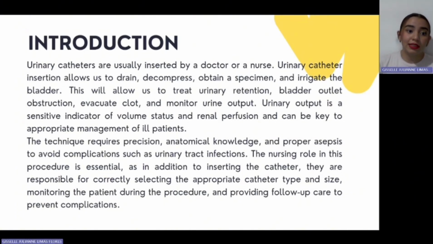The technique requires precision, anatomical knowledge, and proper asepsis to avoid complications such as urinary tract infections. So the nursing role in this procedure is essential, as in addition to inserting the catheter, they are responsible for correctly selecting the appropriate catheter type and size, monitoring the patient during the procedure, and providing follow-up care to prevent complications.